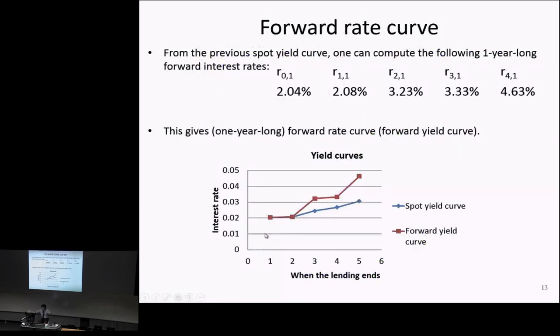And in this way, as long as you know all the spot rates, you can compute all the other forward interest rates. So imagine you compute all 1 year long forward interest rates. For 1 year forward interest rates, the second subscript is equal to 1. We already computed R31 in the previous slide. That was 3.33%. Imagine you do the same for all the other 1 year long forward interest rates. If you plot them, it's called forward yield curve.